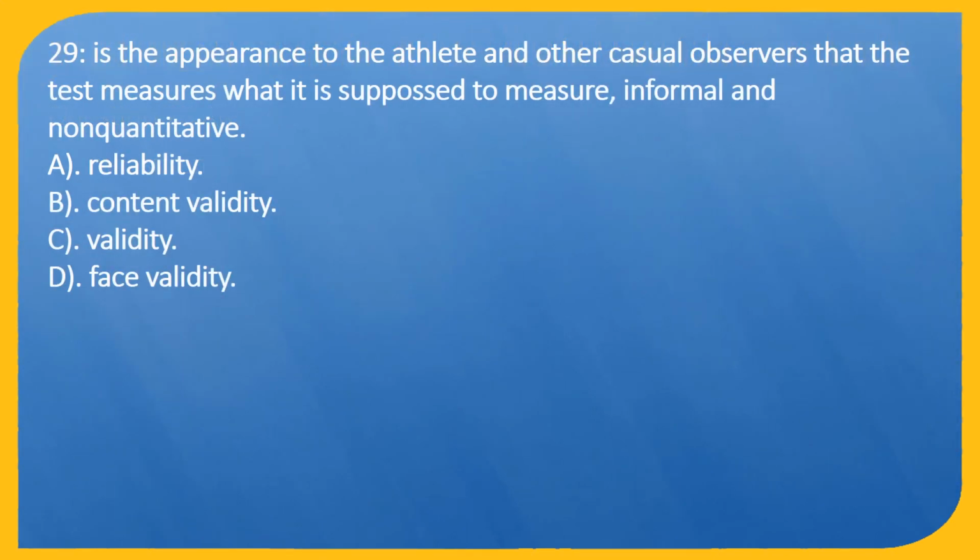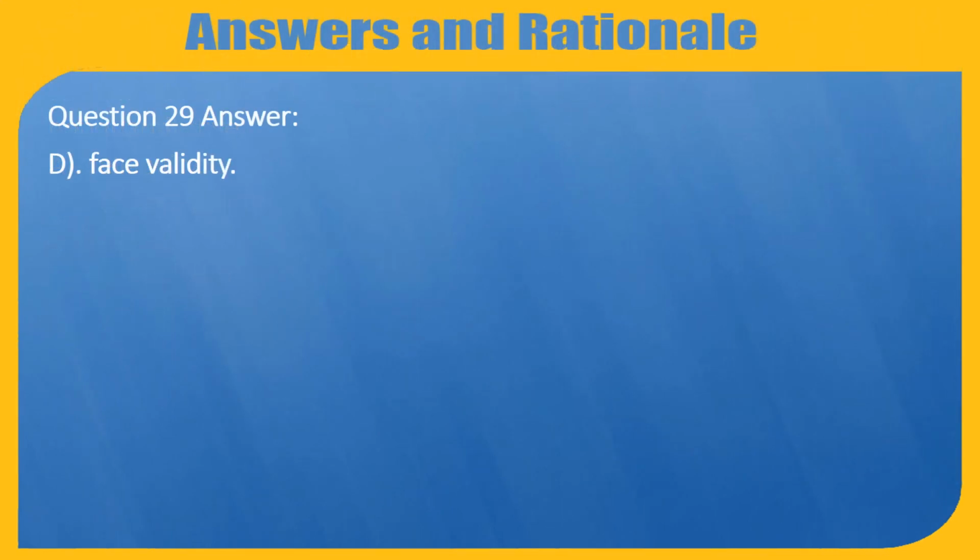Question 29: Is the appearance to the athlete and other casual observers that the test measures what it is supposed to measure, informal and non-quantitative. A. Reliability. B. Content validity. C. Validity. D. Face validity. Question 29 answer, D. Face validity.